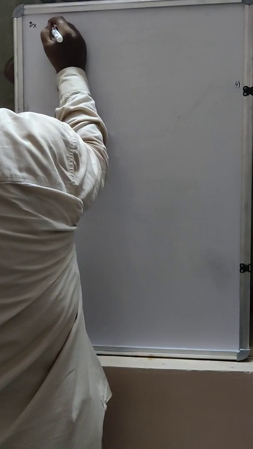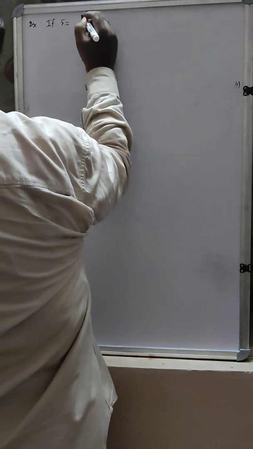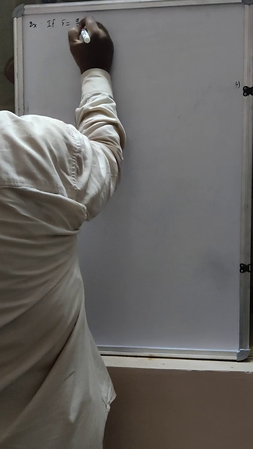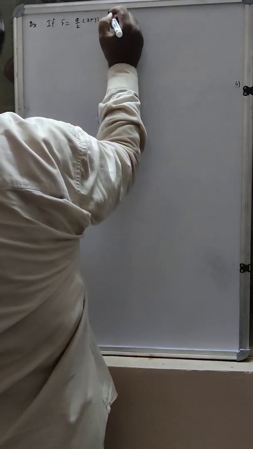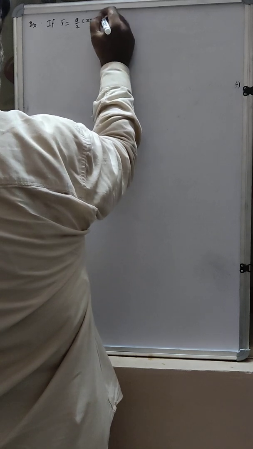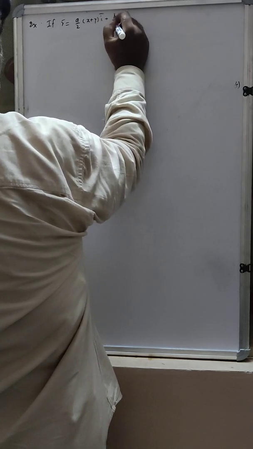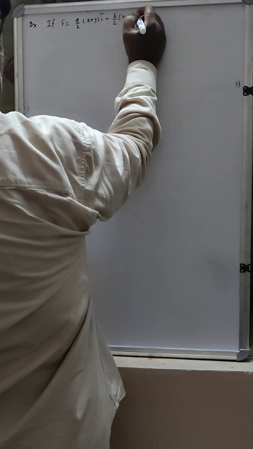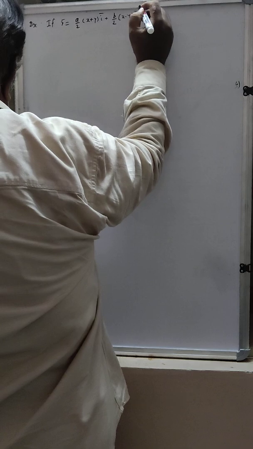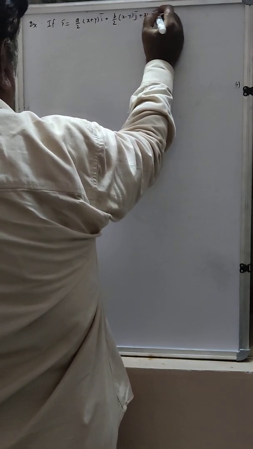If r vector is equal to (a/2)(x plus y) i vector plus (b/2)(x minus y) j vector plus xy k vector.